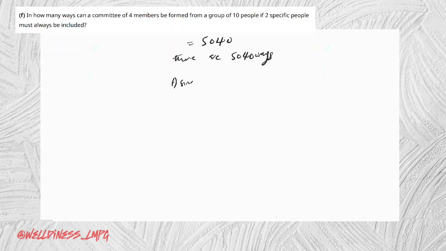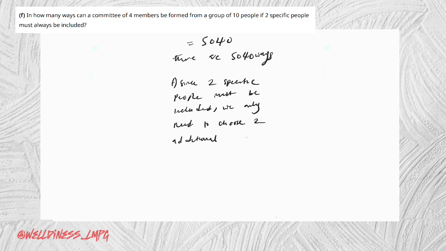So our next question, we are asking how many ways can a committee of 4 members be formed from a group of 10 people if 2 specific people must always be included? Since 2 people must be included, we only need to choose 2 additional members from the remaining 8 people. I'll go over that again. Since 2 specific people must be included, we only need to choose 2 additional members from the remaining 8 people.